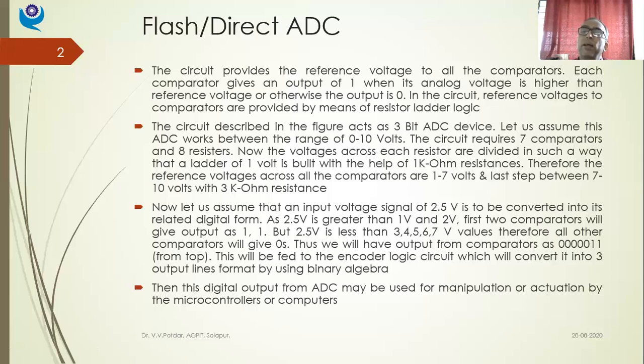So coming to the most significant digits, it will be 0, 0, 0, 0. Thus, we have the output from the comparator as 0, 0, 0, 0, 0, 1, 1 from the top of the resistance ladder. This will be fed to the encoder logic circuit, which will convert it into a 3 output lines format by using binary algebra. Then this digital output from the ADC may be used for manipulation or actuation by the microcontroller or a microprocessor or computer.